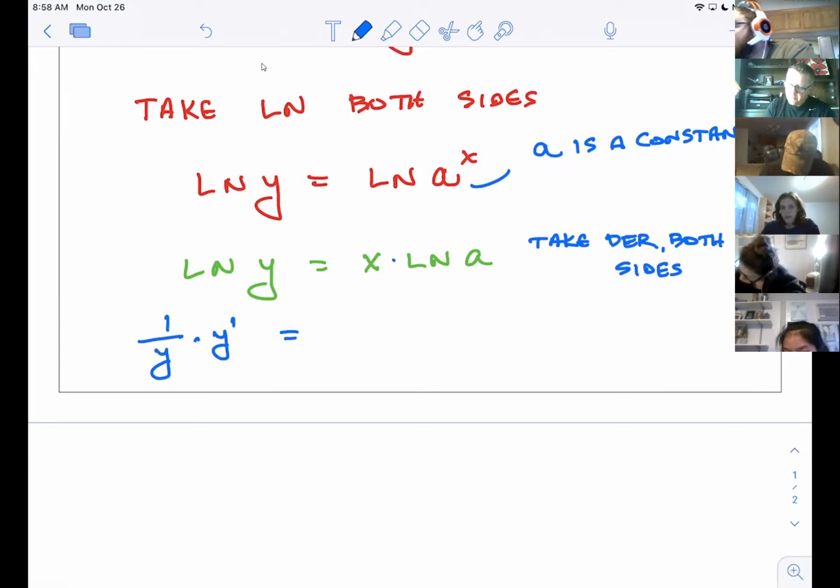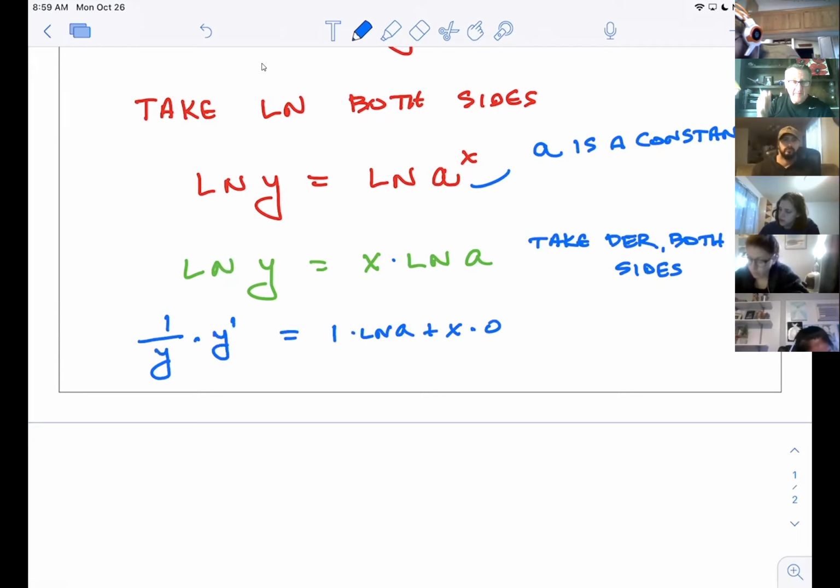Product rule is the derivative of x, which is 1, times the natural log of a left alone, plus the x left alone times the derivative of the natural log of a, which is 0. So again, that right side, natural log of a is just a constant. So in a sense, that right side is like saying, what's the derivative of 6x? Isn't it 6? The derivative of 6x is 6. What's left over here is just that constant that's in front.